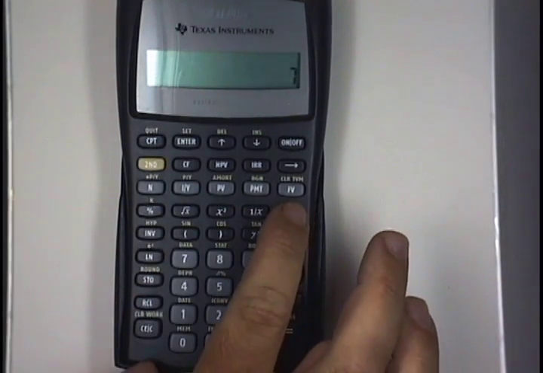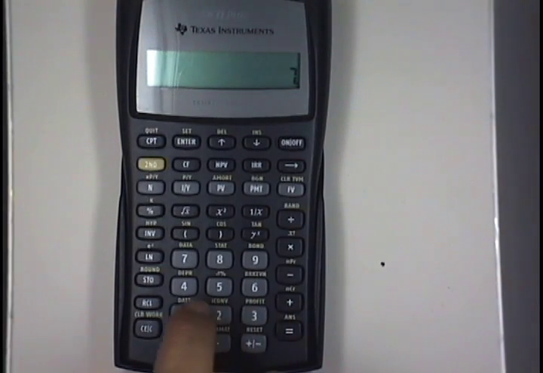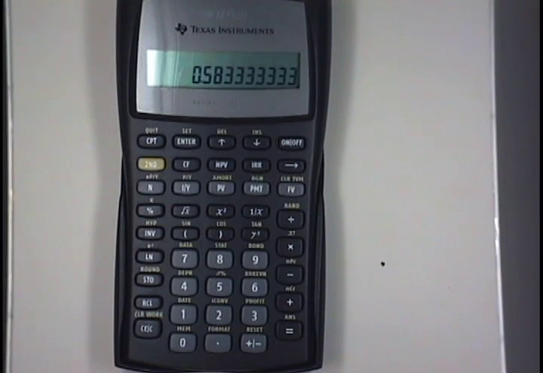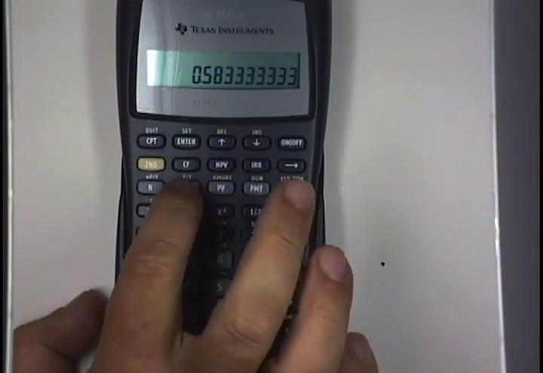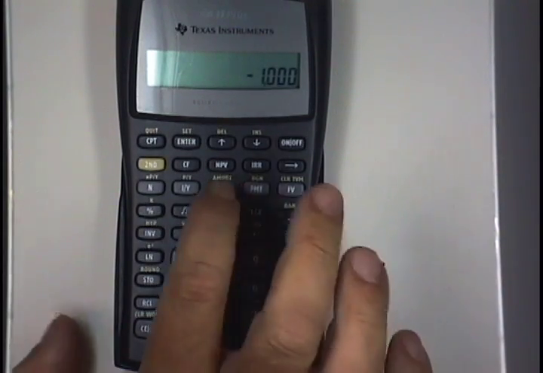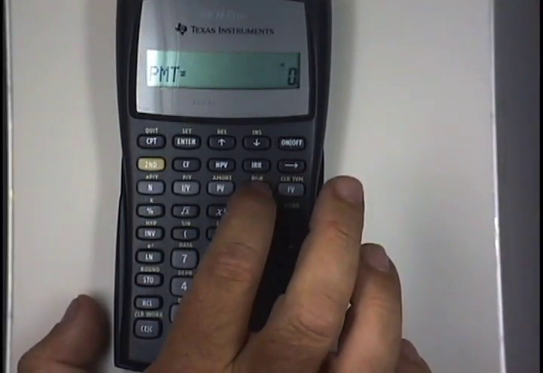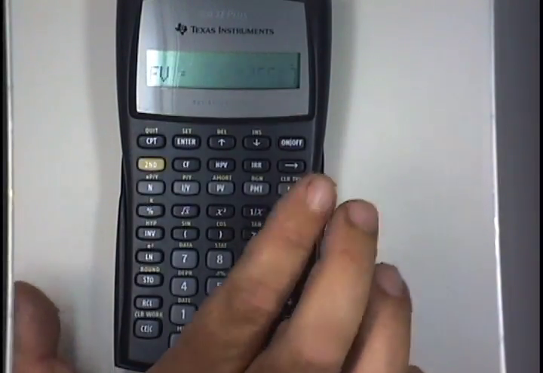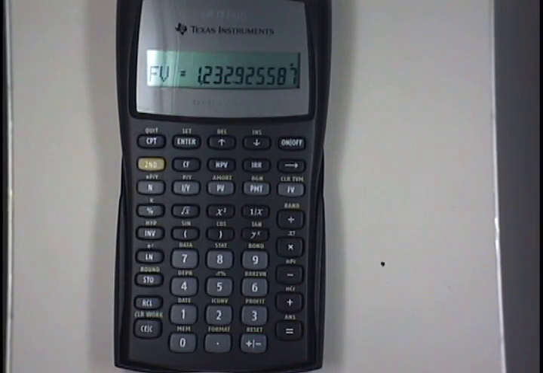Let's take 7% divided by 12 equals 0.58333. Remember I mentioned earlier leaving the decimals? If I leave the decimals and I press I over Y right now, I've got all those decimals. So my I over Y is 0.5833 repeating. My present value is 1,000 negative. I still have a 0 payment. If I compute my future value, $1,232.93.